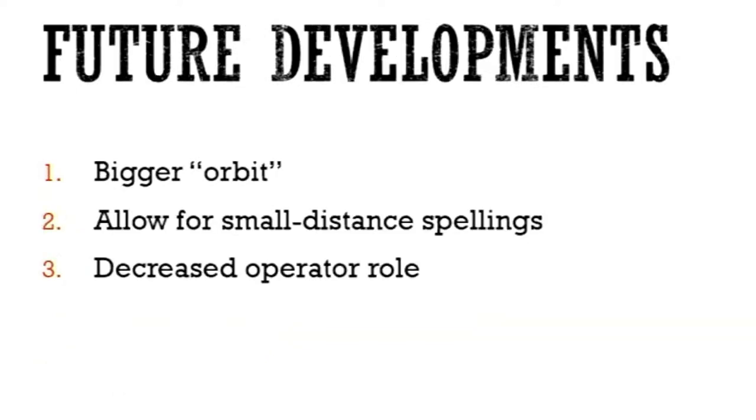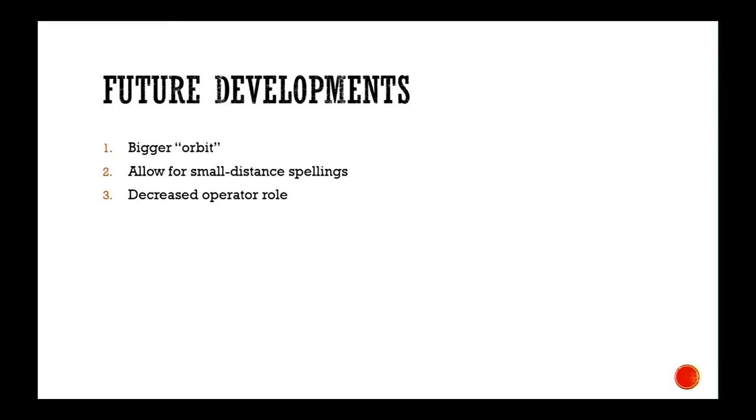For future developments, which are all related, we may want to have a bigger source orbit, if you will. Instead of just having the words from the title itself, we may have a second tier that includes the entire text of that newscast, in this case, where that clip was used, and then try to match with that. So kind of like a bigger Venn diagram matching.